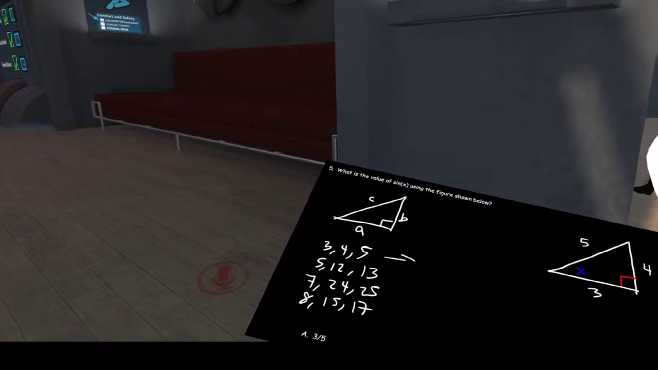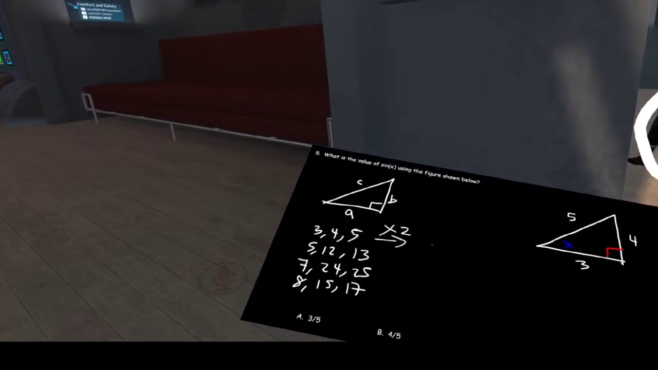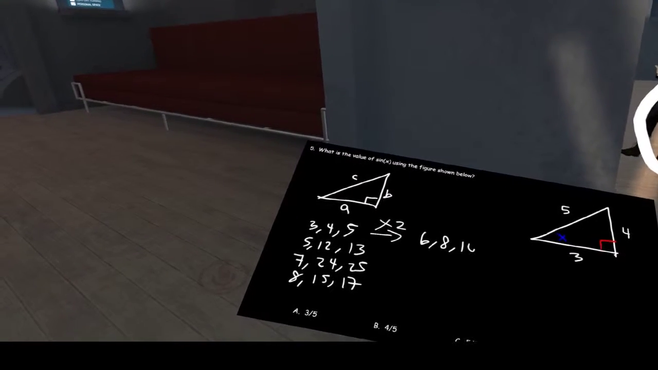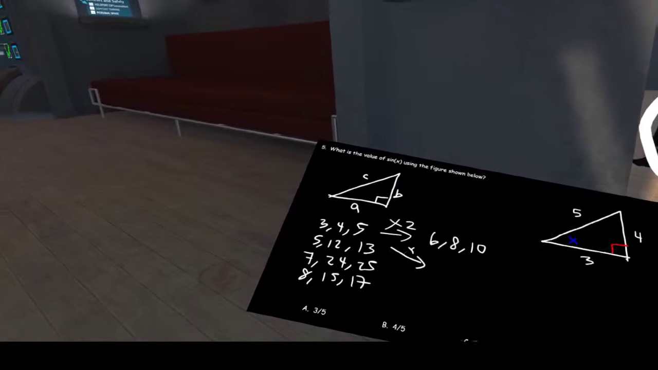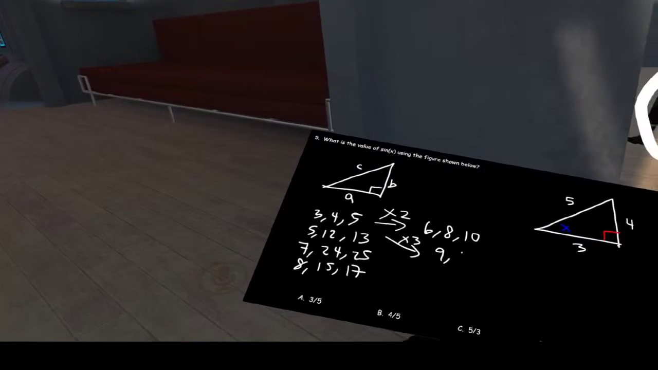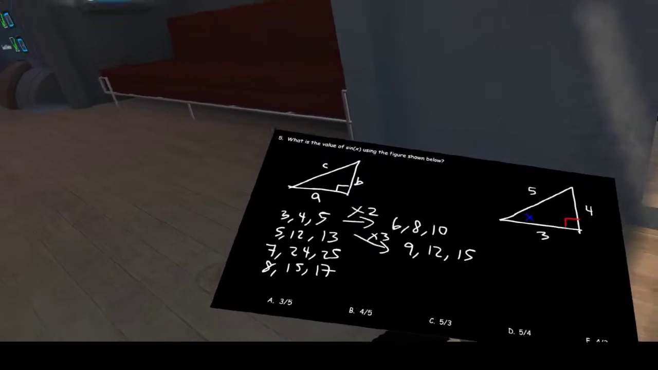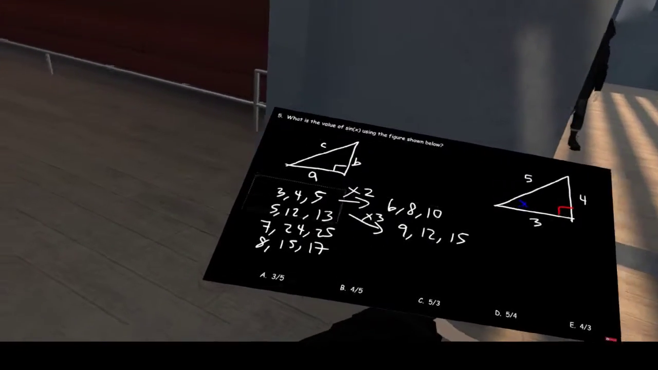For example, if I multiply the 3, 4, 5 triangle by 2, I get the 6, 8, 10 triangle. Or if I multiply it by 3, I get the 9, 12, 15 triangle. So those work as well.